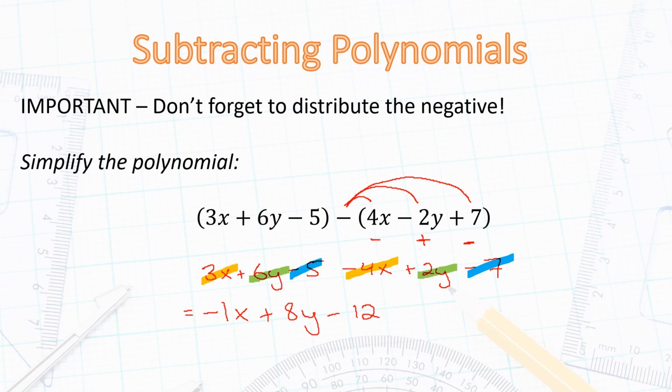So the key part is to distribute the negative. And I like to change the sign underneath and maybe put a little circle around it, so it's like, hey, don't forget, Mr. Phelan, you've got to change the signs on these when you write them out, and then you can add them together.